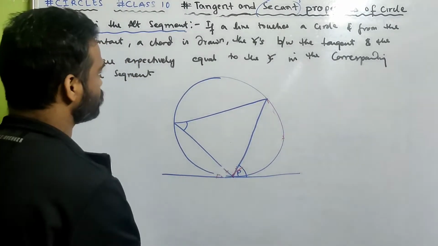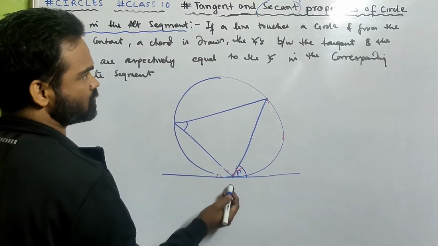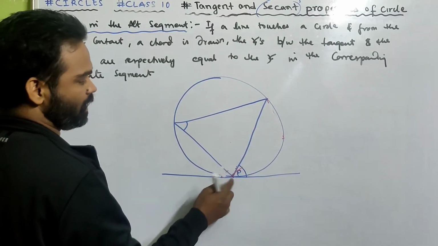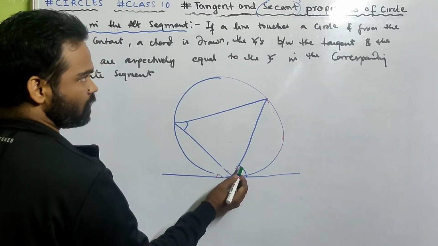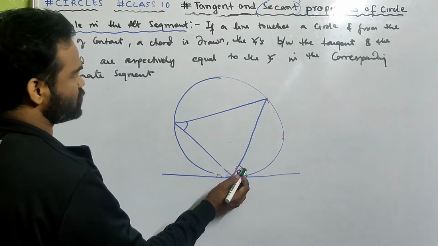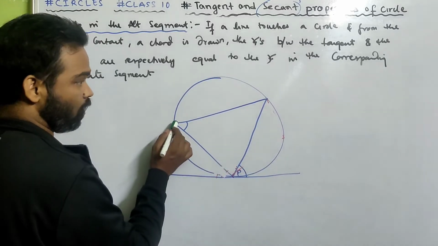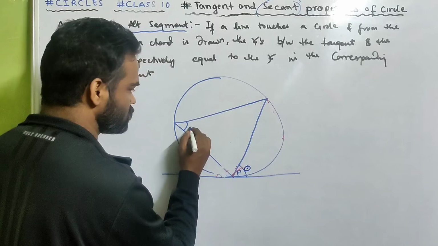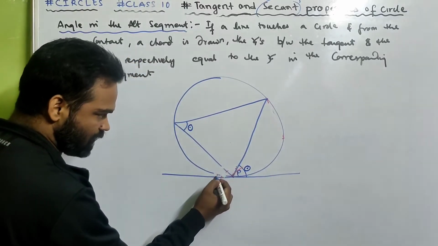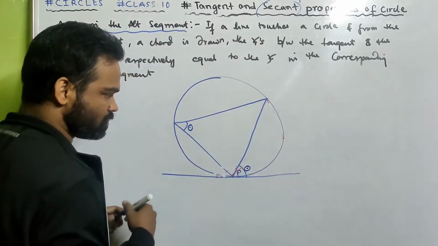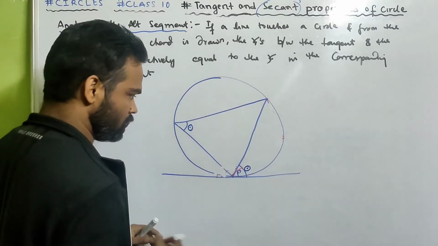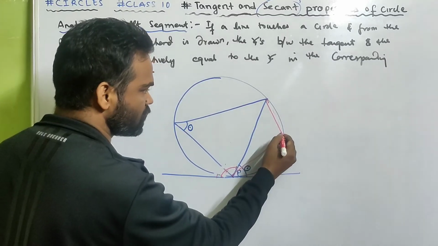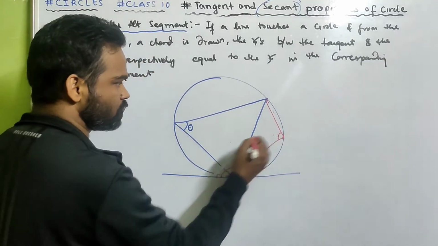Look carefully. If a line touches a circle and from the point of contact a chord is drawn, there will be two angles, this one and this one. The angles between the tangent and the chord are respectively equal to the angles in the corresponding alternate segment. For this angle, this is the alternate segment. For this angle, this is your alternate segment. If you take this angle, then you form a segment like this, which I formed. If you consider this angle, then this is my segment. These and these will be equal.